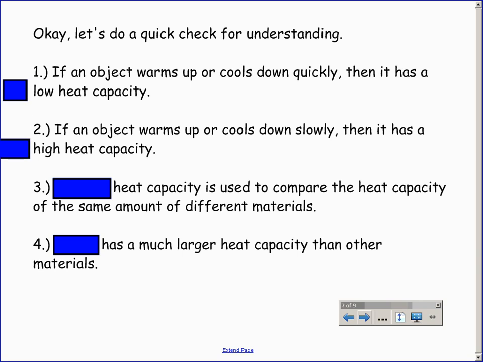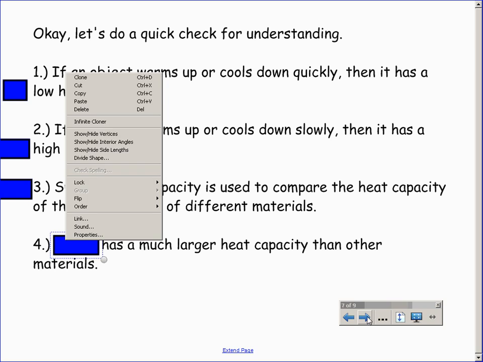Blank heat capacity is used to compare the heat capacity of the same amount of different materials. There's an S: specific heat capacity. Blank has a much larger heat capacity than other materials. Know what it is? Water.